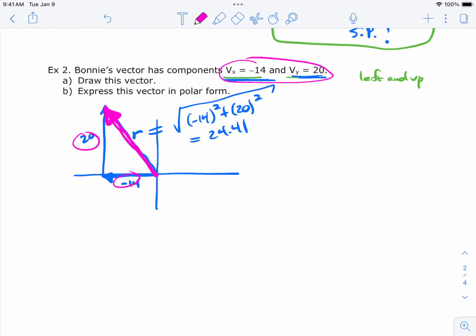Now we should solve for the direction. I think I'll solve for this angle right here because I know I can do some SOHCAHTOA real quick. So the tangent of that angle, I do this, 20 over, I'll just say over 14.